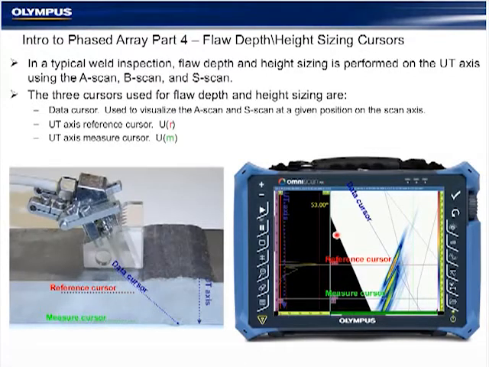So we would place a cursor at the position of the bottom of the flaw, or if it were connected to the ID or OD, and we would place another cursor at the position of the top of the flaw. So that between the two cursors, we're containing on the UT axis the total through wall dimension of the flaw.